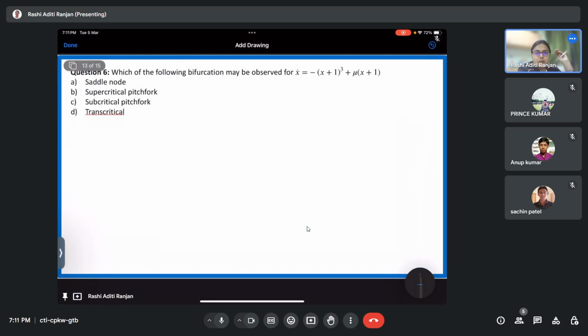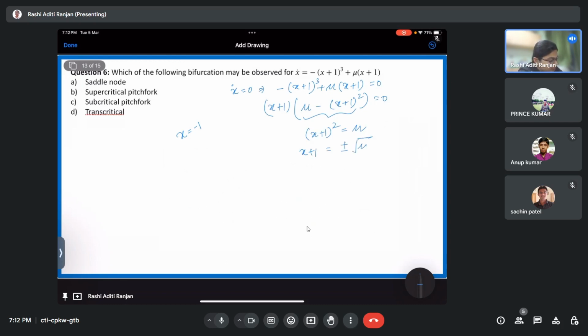But that is not the case every time. So here we'll first have to find out what the critical value is. If my x dot is this, I'll try to find out the equilibrium points. One fixed point is going to be minus 1. The other one would come from here, which will be x plus 1 square is equal to mu. So my x plus 1 will be equal to plus minus under root mu, and my x is going to be minus 1 plus minus under root of mu.